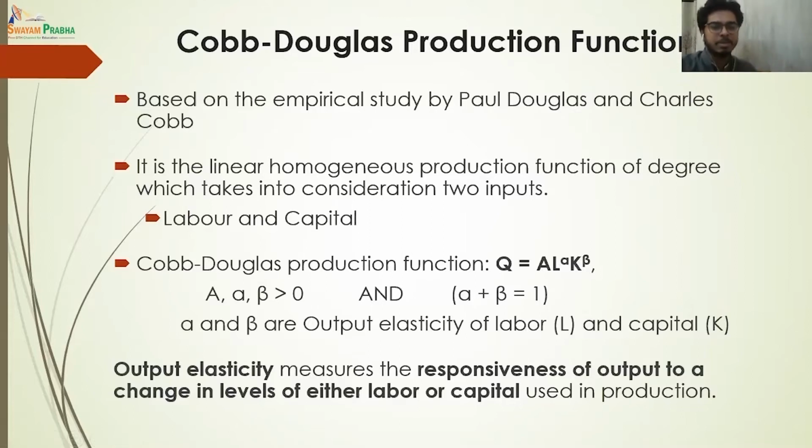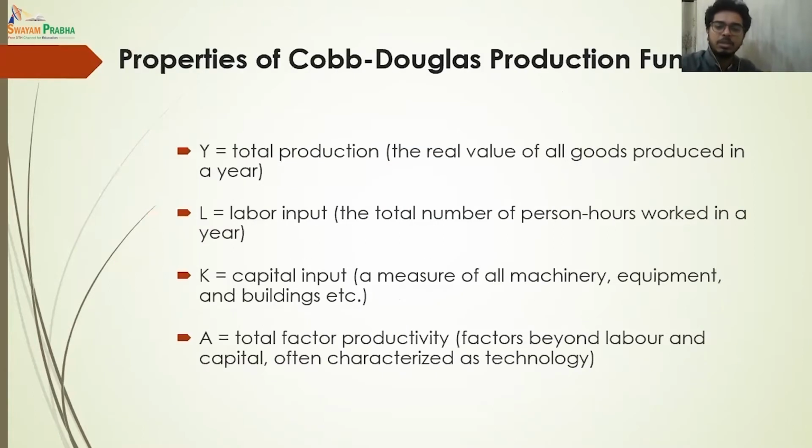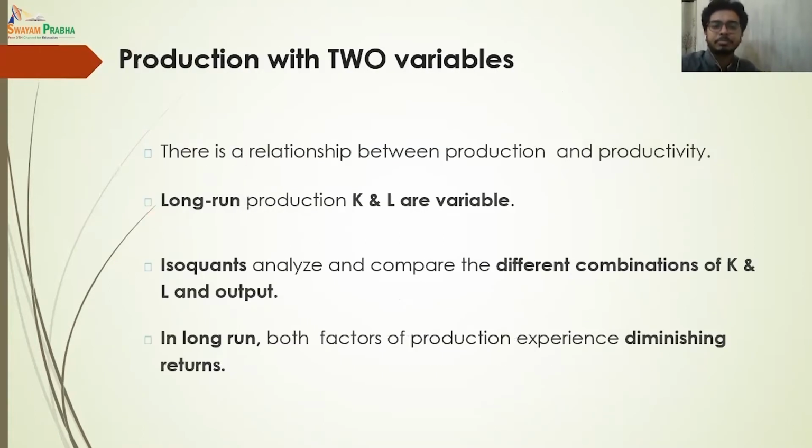The same thing happens with K to the power beta. If we are doing delta Q by delta K, the beta comes in front, and it becomes beta A K to the power beta minus 1. You can look at differential calculus if you are interested. But with this also we can estimate the marginal productivity of labor and capital, the change in output with respect to a 1 unit change in labor and capital.